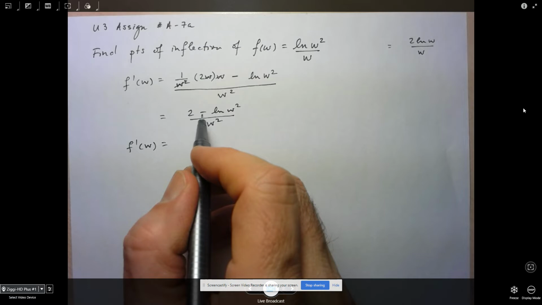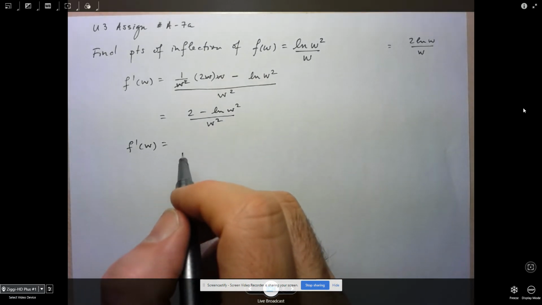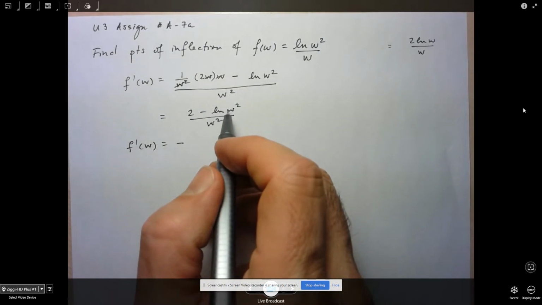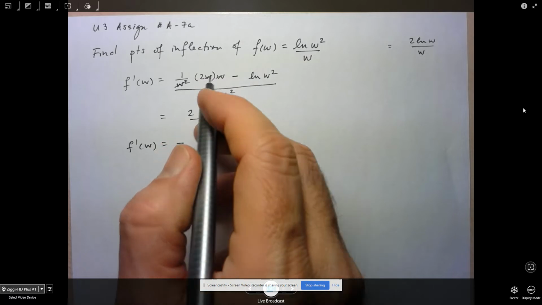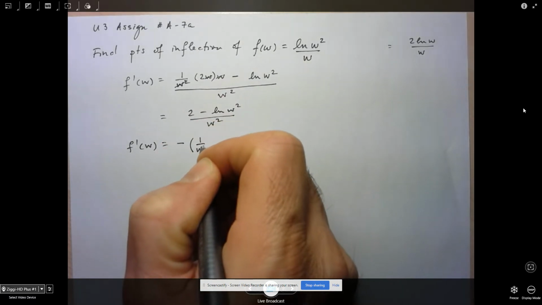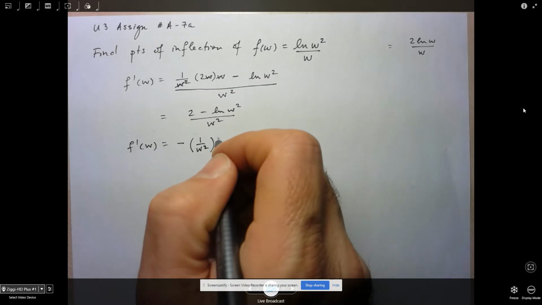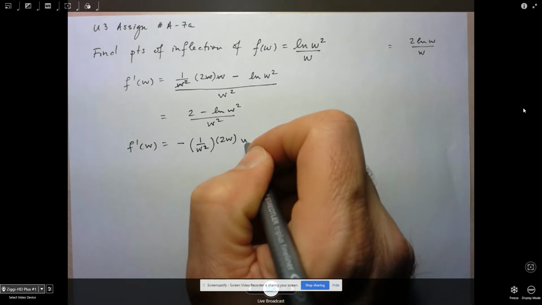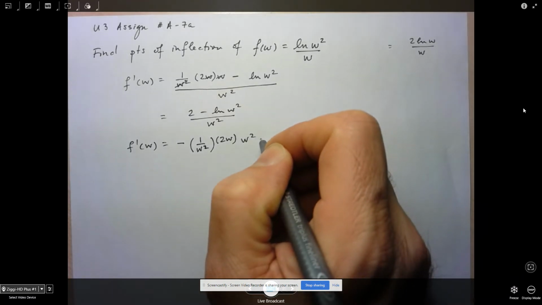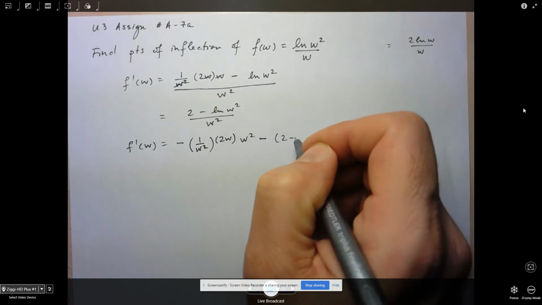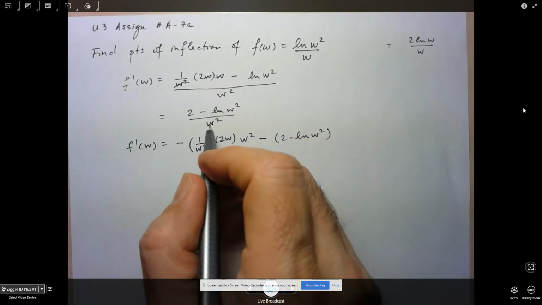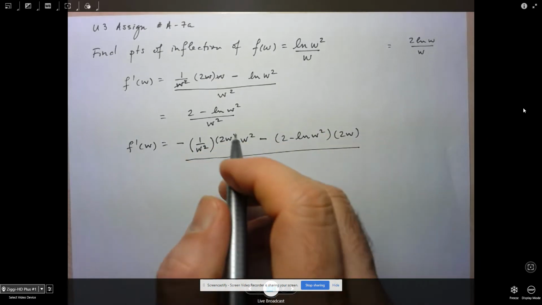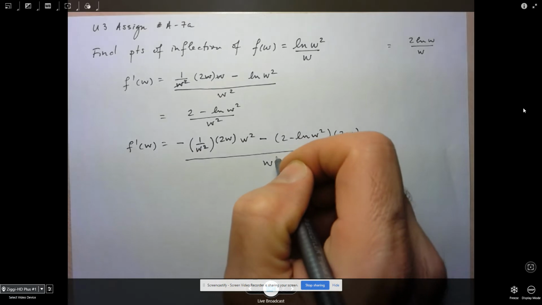Okay, so derivative of the numerator, so again 2 is just a constant, so the derivative is 0, and here I have this negative 1, which is just a constant, times the derivative of ln w squared, which I already found earlier. So I'll write it out again, 1 over w squared, times the derivative of w squared, which is 2w, all this times the denominator function, w squared, minus the numerator function, 2 minus ln w squared, times the derivative of the denominator, which is 2w. All over the square of the denominator function here, so that's going to be w to the 4.